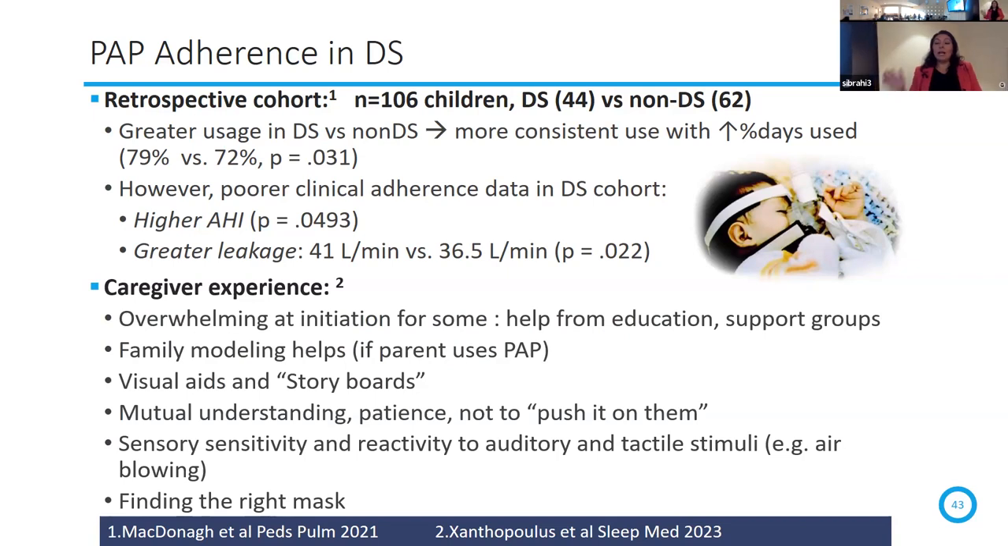And in a study by CHOP, who's been really advocating for more studies in children with Down syndrome, they did a really nice job asking about the caregiver experience. This is the first of its kind. And so what's your experience like?